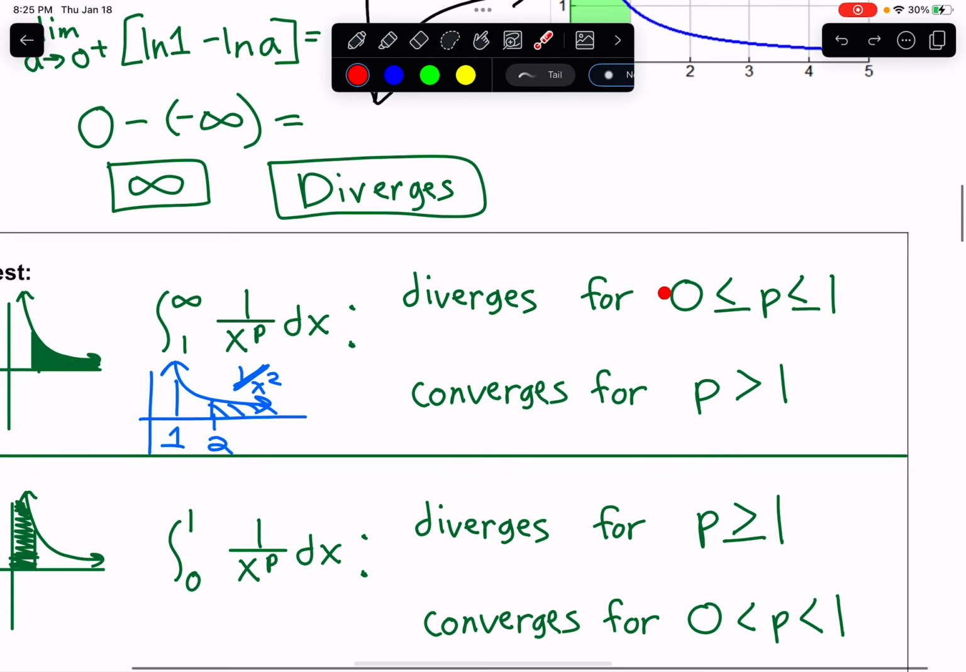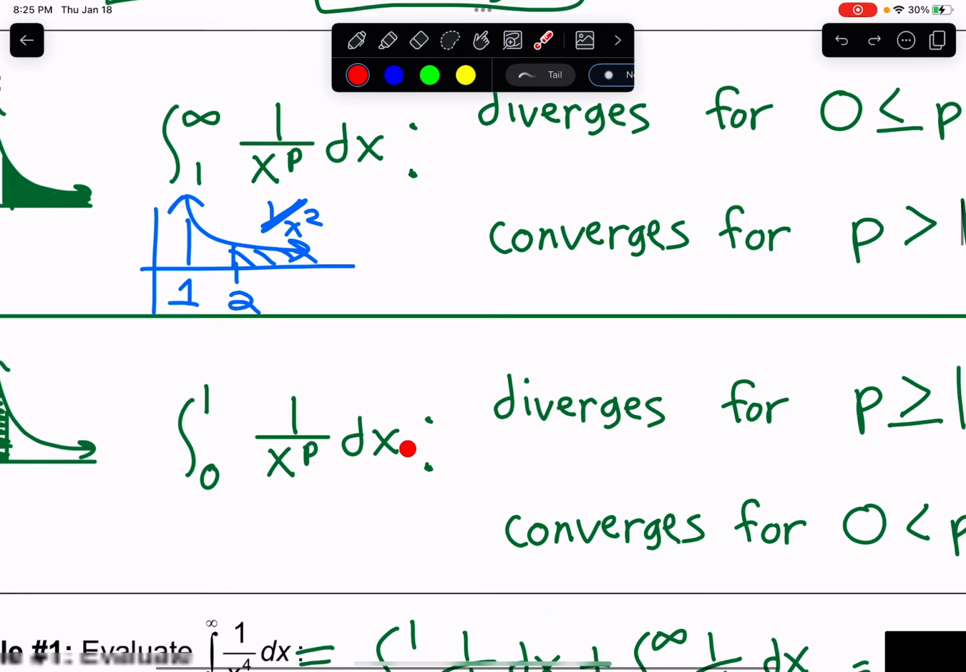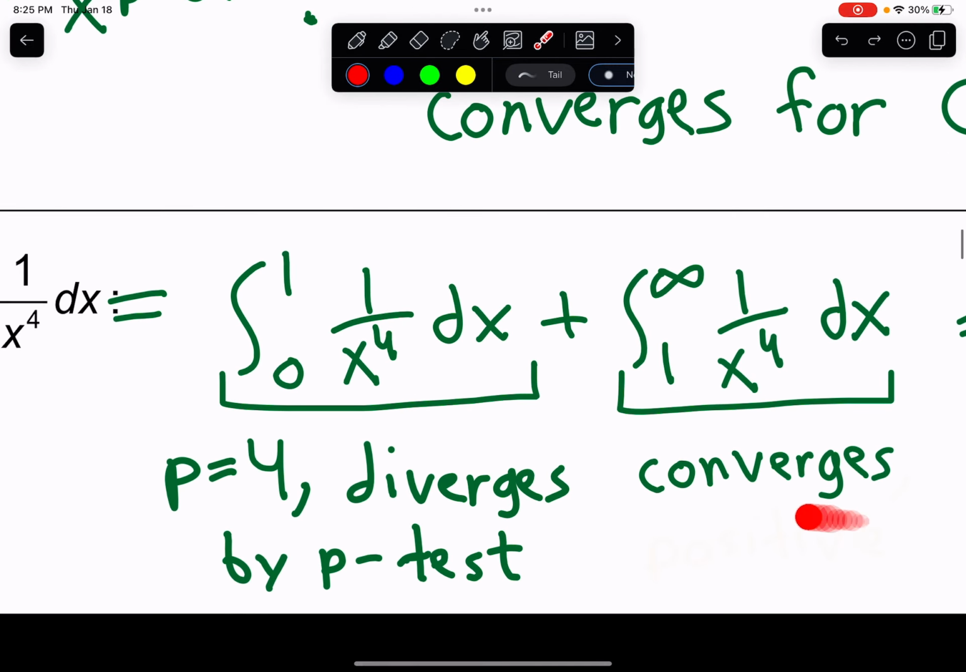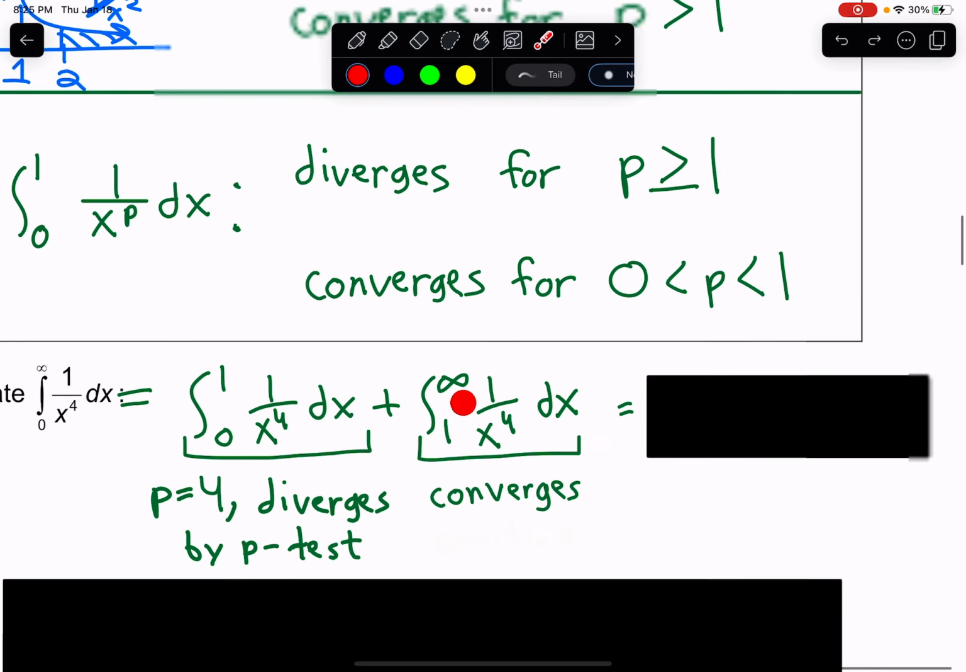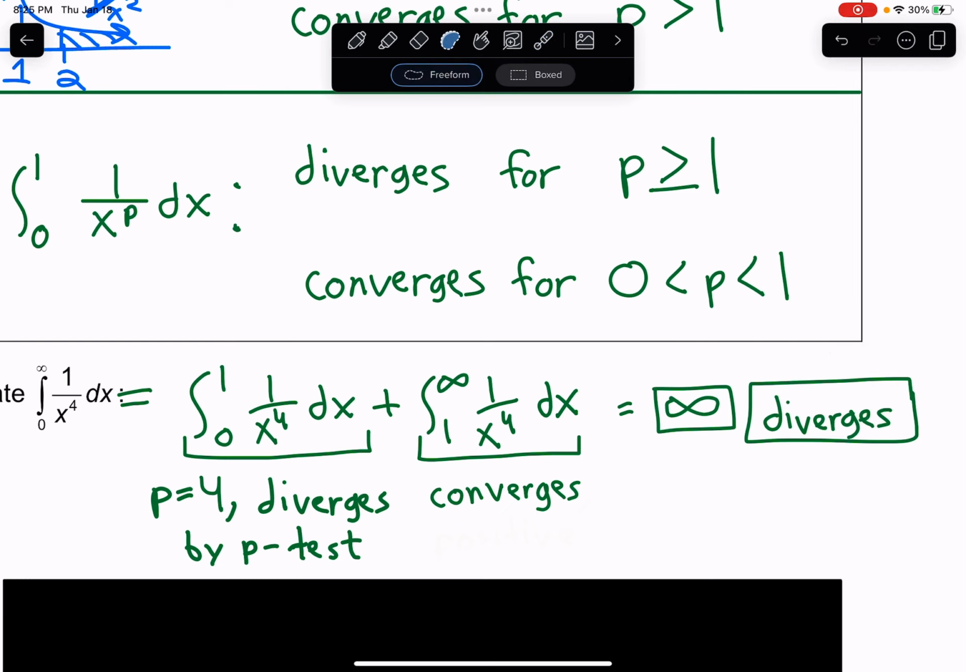we can do the p-test. Yeah, that's going to converge. But it doesn't matter that this integral equals some number if this one doesn't, because then I can't add them together and get a number. And so if even part of the integral diverges, well, then the whole thing is going to diverge, okay?